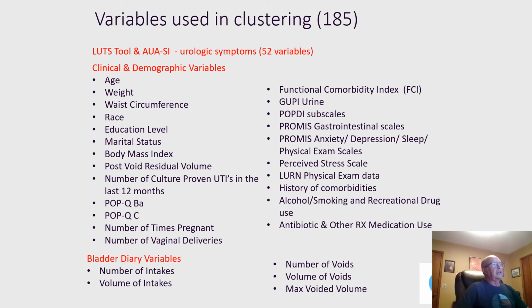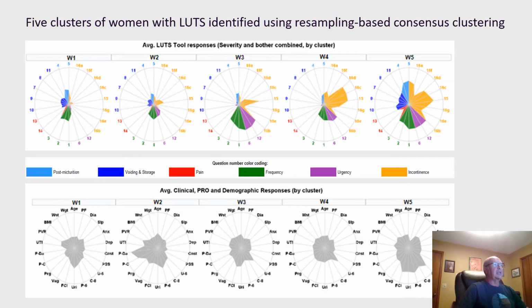Here's the list of 185 variables used for clustering. Urologic symptoms were measured by LUTS Tool and AUASI. We also used a bunch of demographic, physical exam, and comorbidities variables, as well as 5 bladder diary variables. We used a resampling-based consensus clustering algorithm, which resulted in identification of 5 distinct clusters represented by these radar plots. The upper row shows urinary symptom signatures that are color-coded. For instance, frequency is coded green, while incontinence is yellow. The second row represents the clinical variables and demographic data.